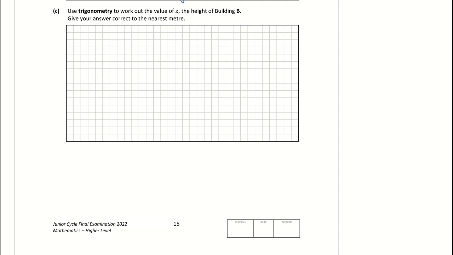So, sketching out my first triangle, I have a length of 154 for the distance between the two buildings. I have my height along here, which I'll call Z1, as I said. And then we know that the hypotenuse is 269. We found that up above in part B. So that's my first triangle.